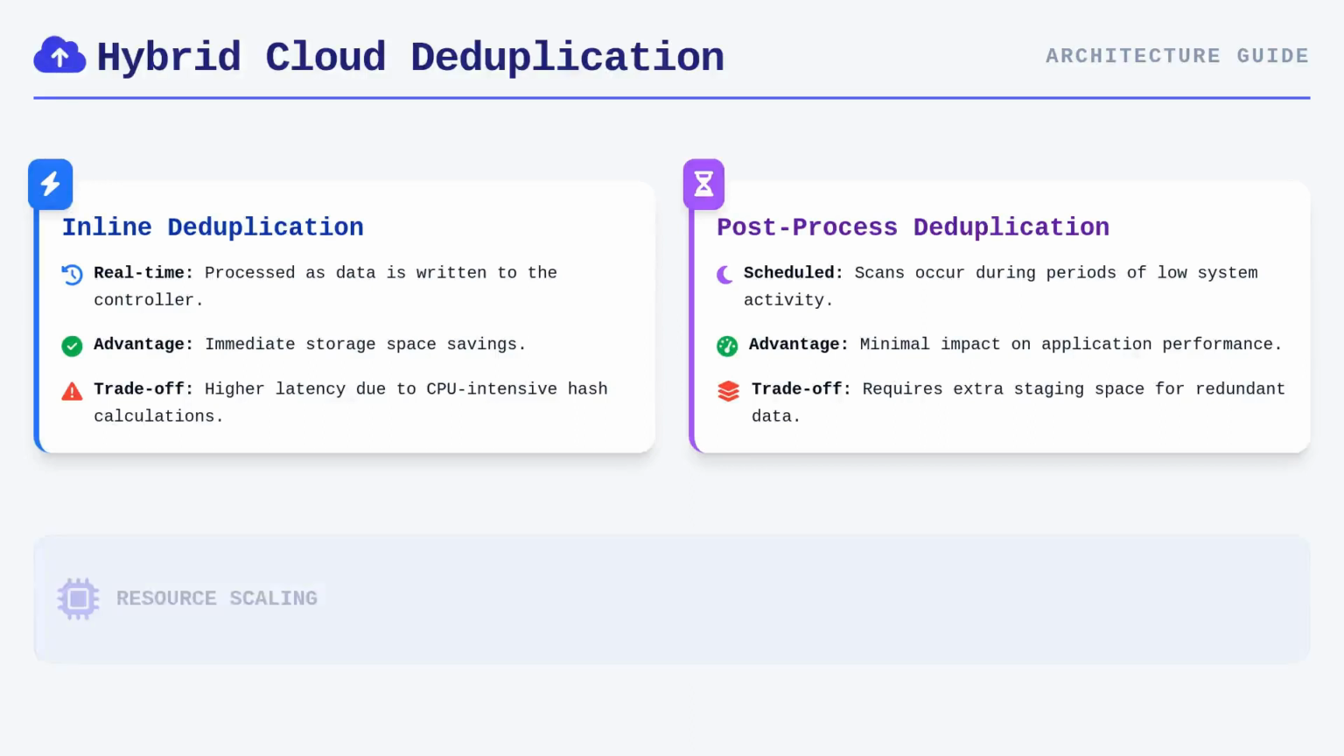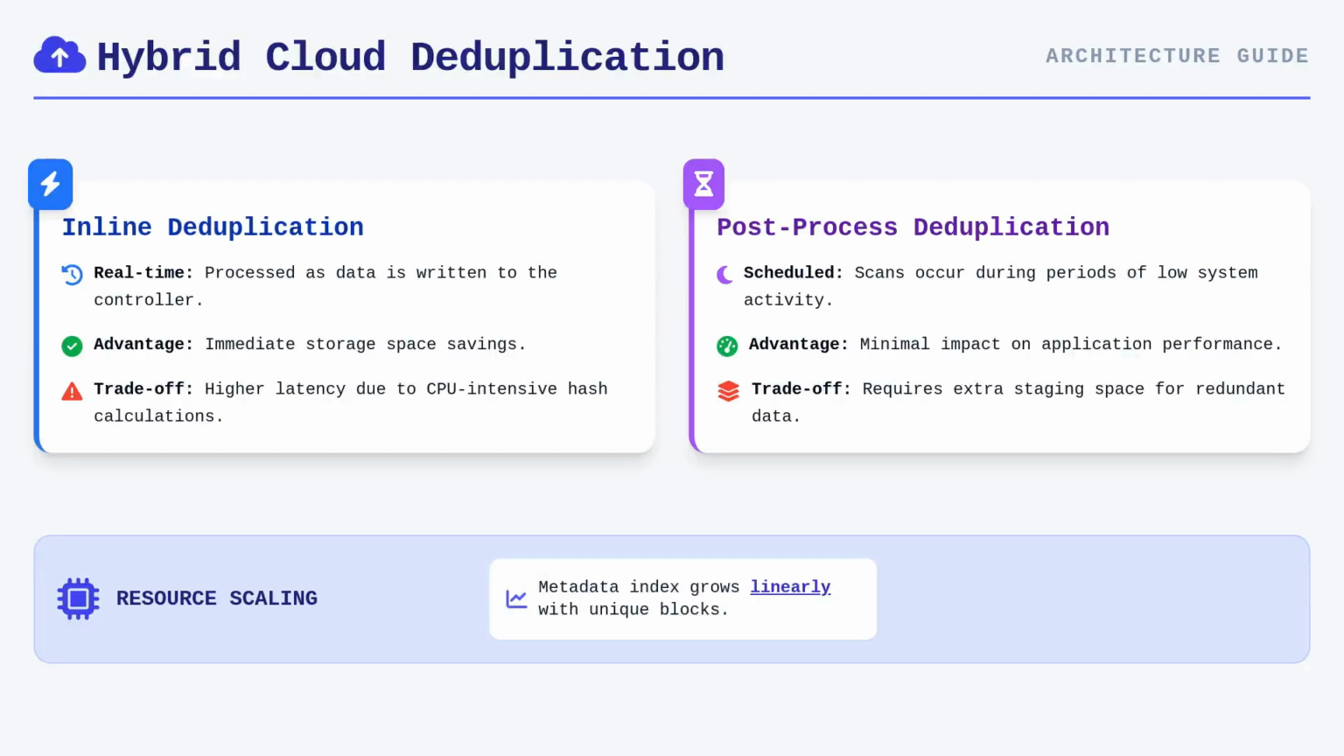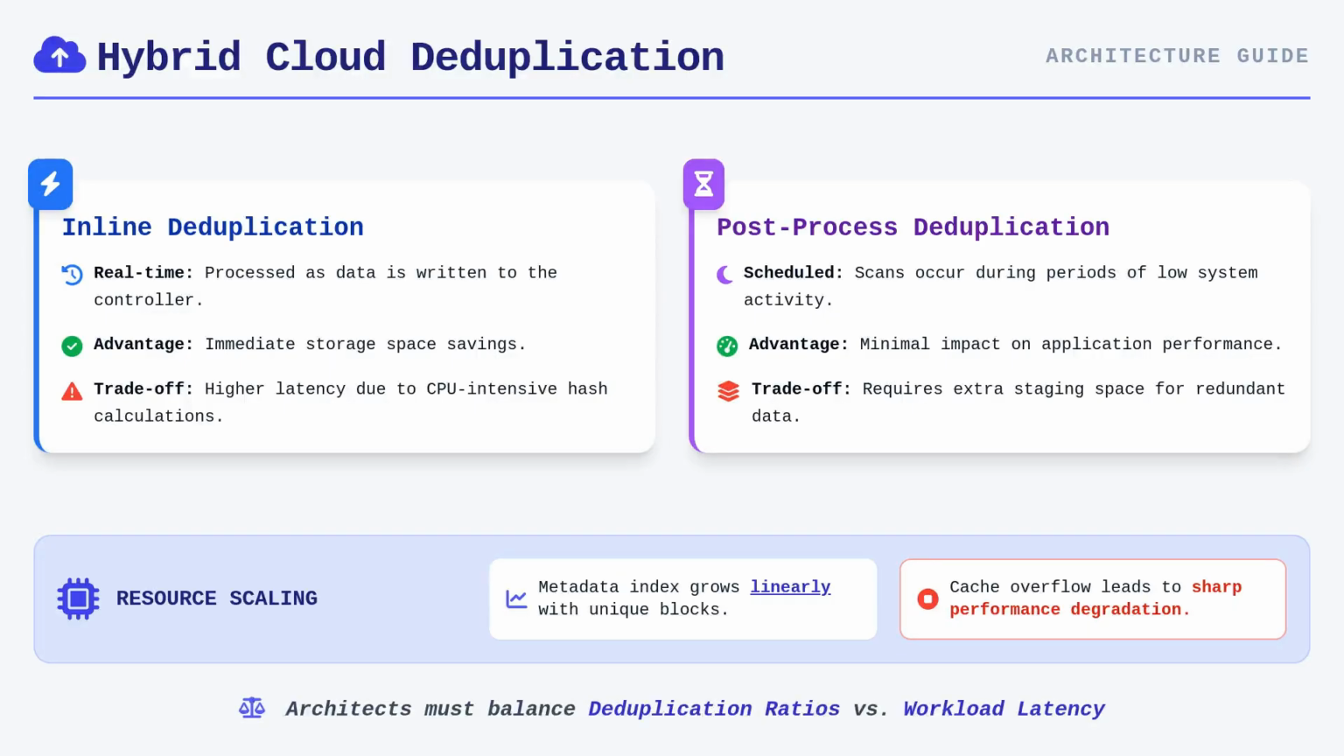This approach minimizes the impact on application performance, but requires additional staging space to accommodate the redundant data before it is processed. Scaling these mechanics requires a thorough understanding of the resource algorithms involved, as the metadata index grows linearly with the number of unique blocks stored. If the indexing table exceeds the available cache or high-speed memory, the performance of the deduplication engine degrades sharply, leading to bottlenecks that affect overall throughput. Consequently, enterprise architects must carefully balance the deduplication ratio against the latency requirements of the specific workloads running on the storage array.